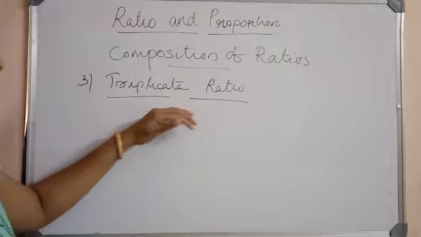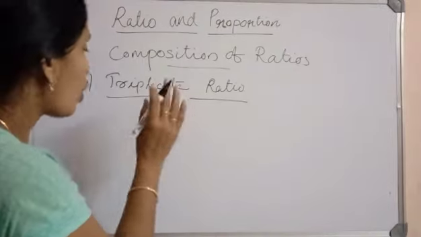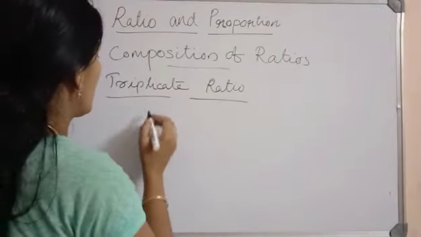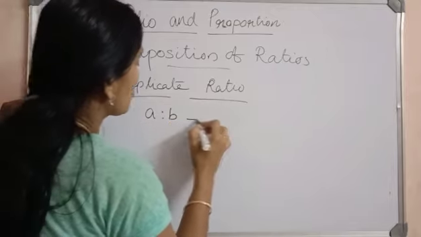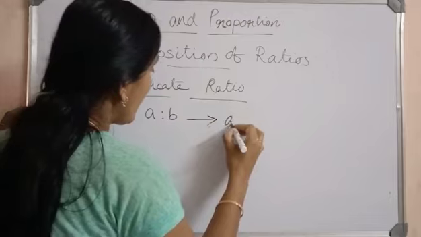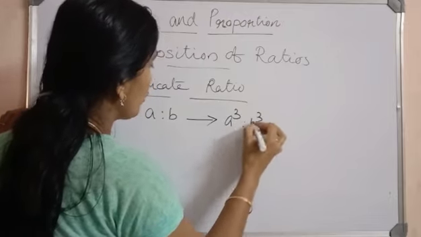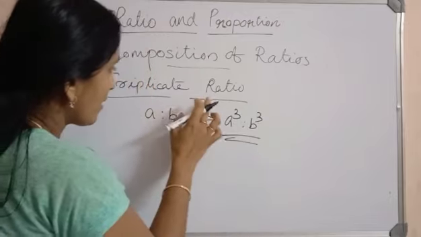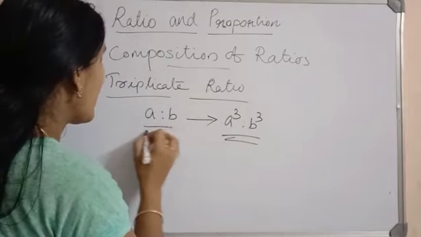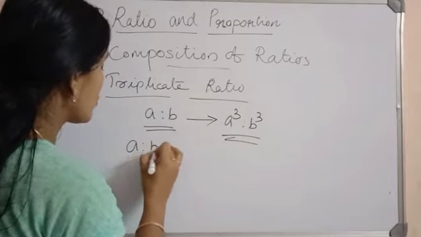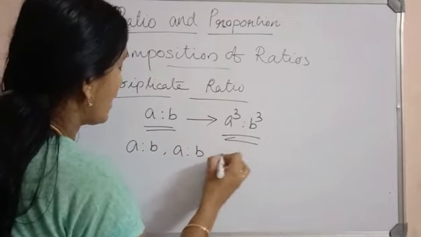Next is the triplicate ratio. A triplicate ratio is the compound ratio of three equal ratios. If A is to B is a ratio, then its triplicate ratio can be written as A cube is to B cube. We have seen that the triplicate ratio is the compound ratio of three equal ratios. So if you are considering A is to B, we can say that it is A is to B, A is to B and A is to B.